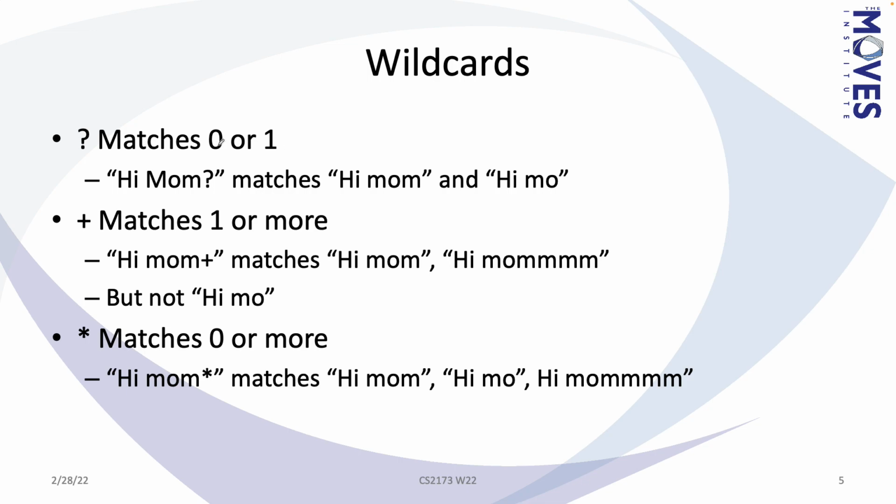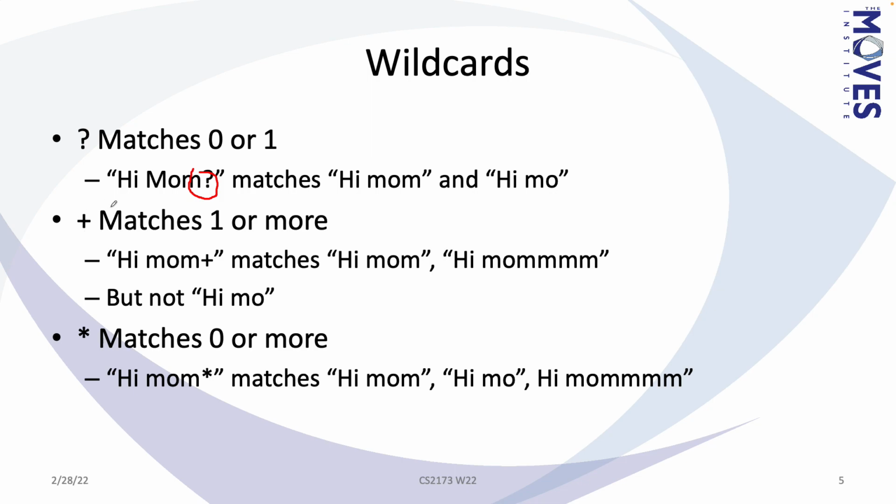So first, question mark. The question mark says that what came immediately before it is either there or not there. So "hi mom?" with the question mark matches "hi mom," because that's one, but it also matches "hi mo," because the last M is not there. The expression said that because it put the question mark after the M. And again, with all of these, they refer to the one thing that immediately came before it.